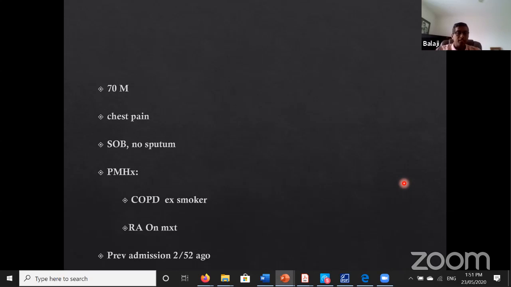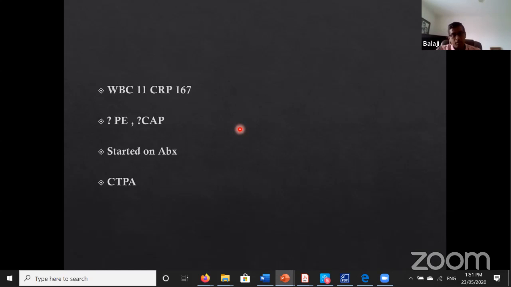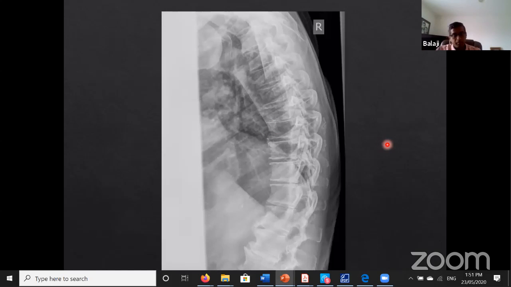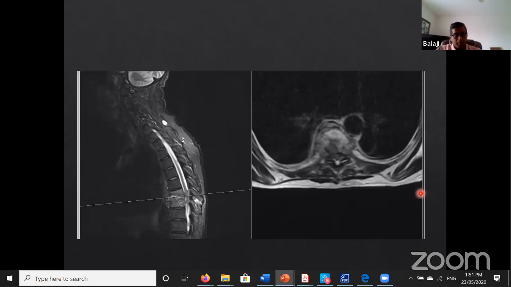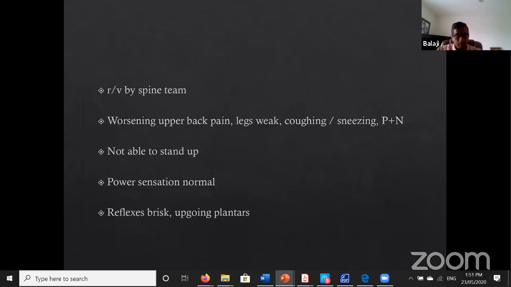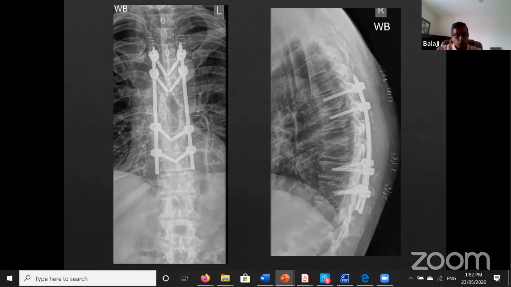So going back to the case that we presented initially, a 70-year-old man presenting with chest pain and back pain as well. You could see the destruction of the end plates, and on the MRI, you could see that he had an epidural abscess, which is pressing on the spinal cord, and his clinical examination findings were in keeping with spinal cord compression. So you would consider stabilizing him and doing a decompression.